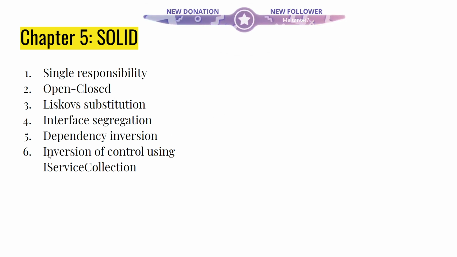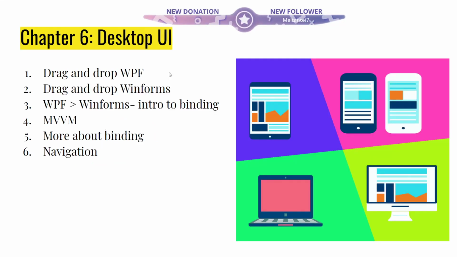Lastly, inversion of control. We will use dependency injection in practical application, but that is way too early to talk about. So yeah. Chapter 6, desktop UI. In chapter 6, we'll build actual practical applications. As simple as a calculator or as complex as, I don't know, a personal financial tracking application.